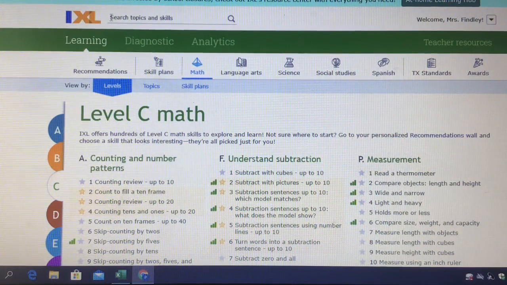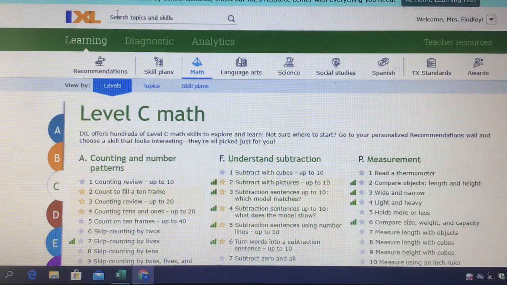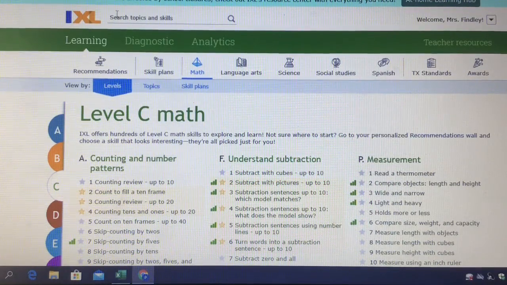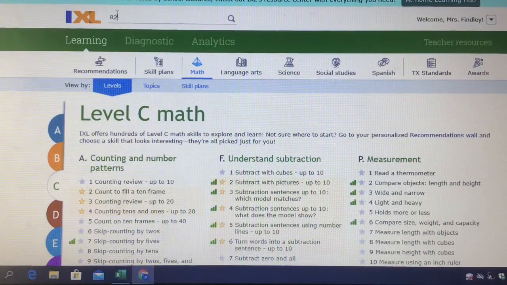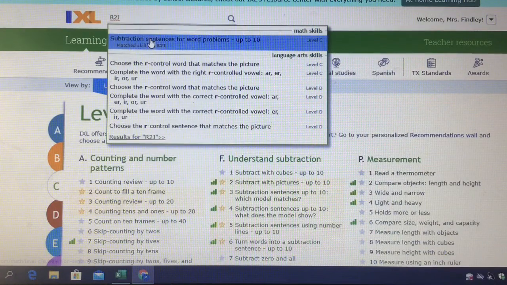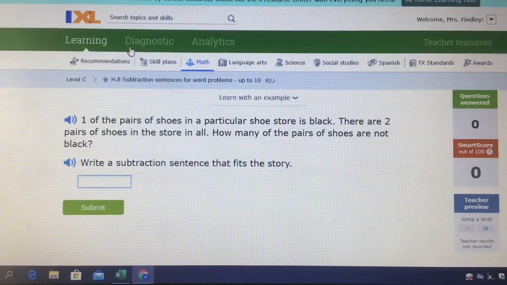Okay, so we're going to start off with a little bit of review from our last lesson, which is our subtraction facts within 10. So I'm going to type in our first code we're going to work on, which is R2J. Okay, and as soon as it pops up, then you just hit match skill and we'll go straight to the problems. All right, so these are our word problems within 10. So the objective here is to read the story problem, and it will read it to you, and then to come up with the math problem. So we need to write the math problem for this scenario.